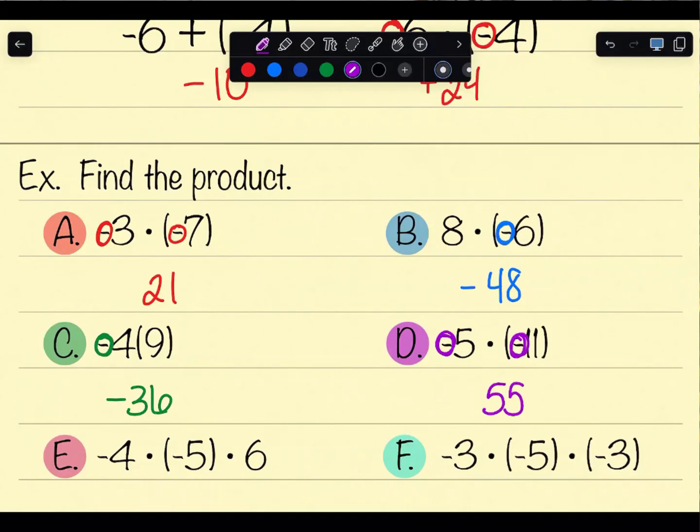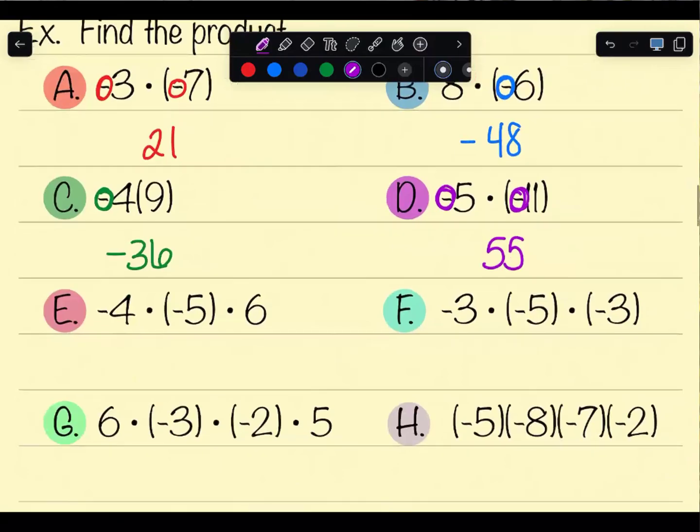I'm not switching from multiplication to division, like when we went to war, we'd have to subtract, even though it was an addition problem. I don't have to do that this chapter. The rules with negatives will be a lot easier in chapter 2 because I'm multiplying and dividing.